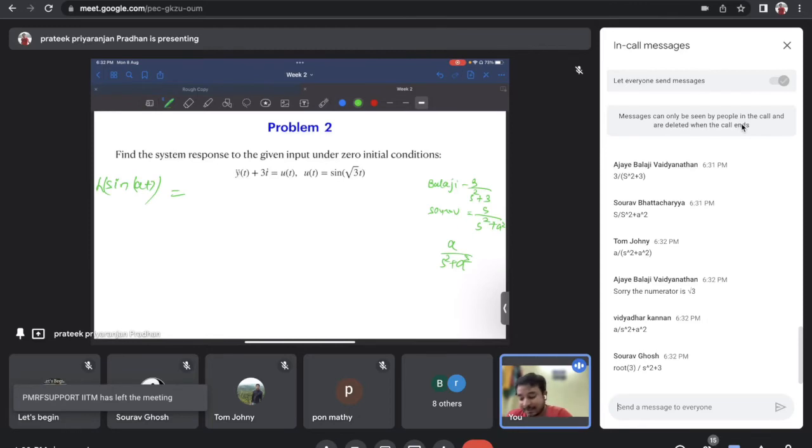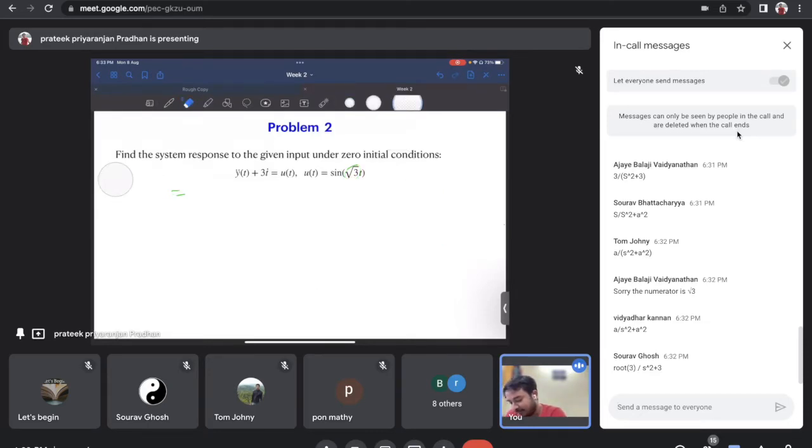Okay, and Balaji, here the a is root 3, not 3. So you need to be careful. Your answer should have been root 3 by s square plus 3 instead of 3 by s square plus 3. Okay, you need to be careful. These small mistakes will take a lot of points out of your hands. Okay, so let's get back to the question now.